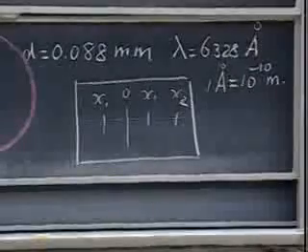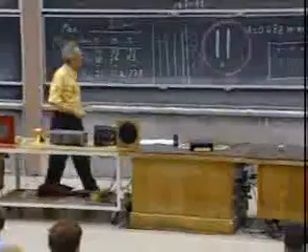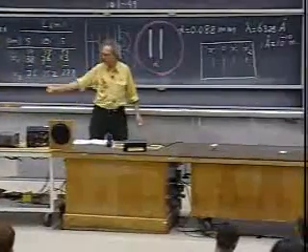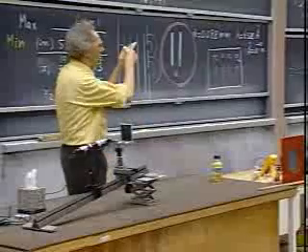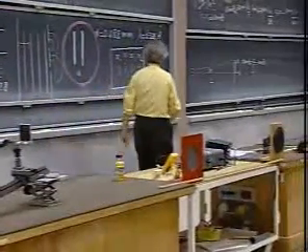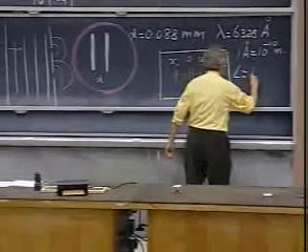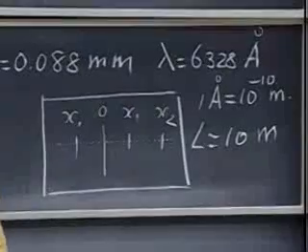Minima means light plus light gives darkness. An amazing concept. And you can then, if you know the distance from here to the screen, which is capital L, you can calculate what the separation is as we see it on the screen. And L is roughly 10 meters. Maybe 11, but that's not so important.